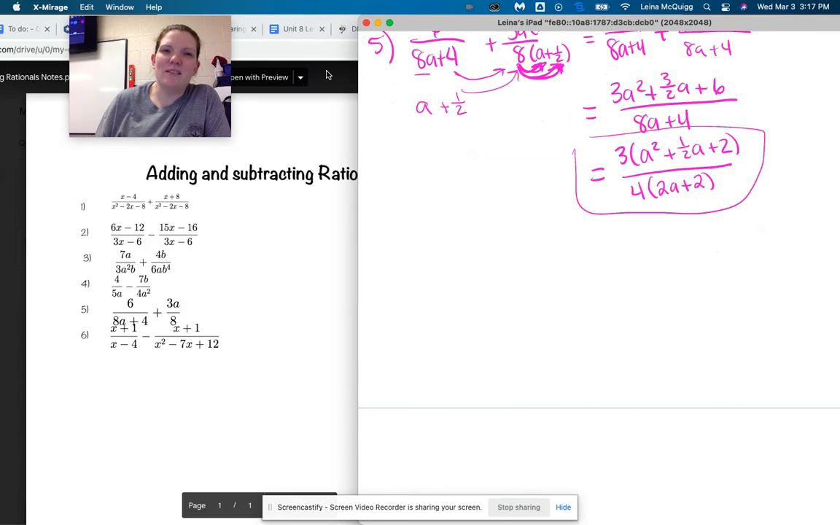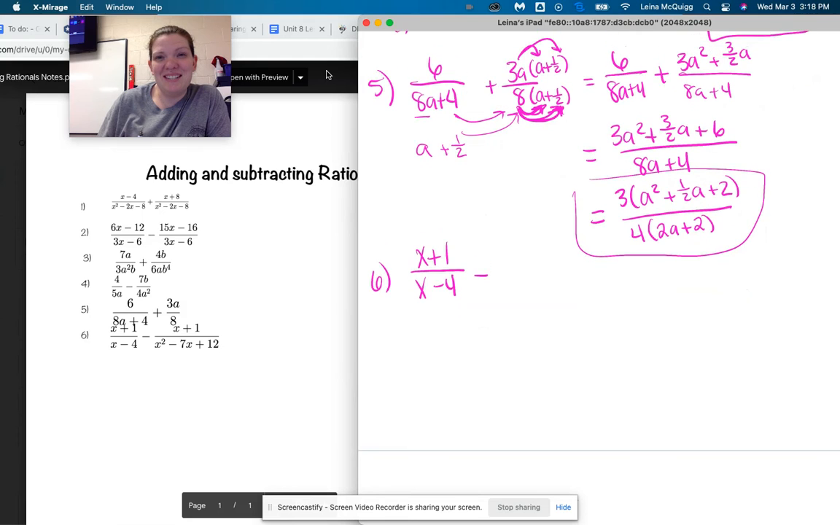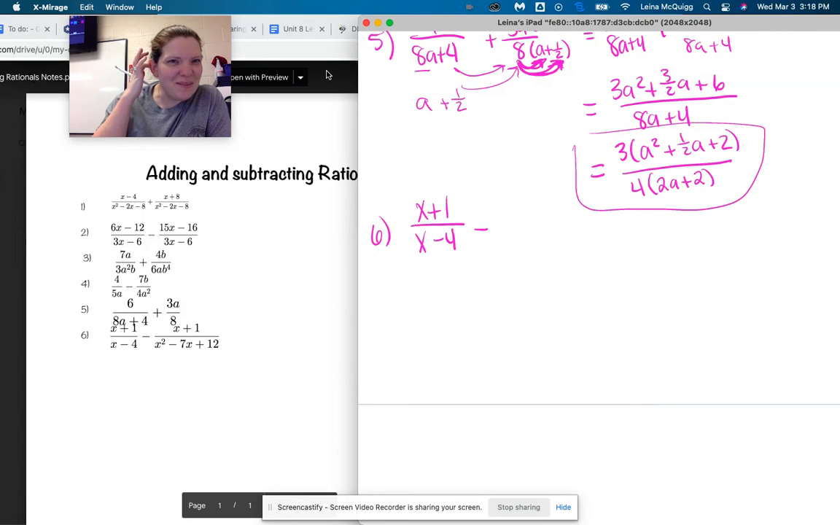Okay, sorry, guys. I had to get my brain there on the right page. Okay. Number 6. So we have x plus 1 over x minus 4. I wanted to make sure that was an addition and not subtraction. I was like, oh man, did I mess up that whole problem? All right, minus x plus 1 over x squared minus 7x plus 12. I had to have written that problem down wrong.